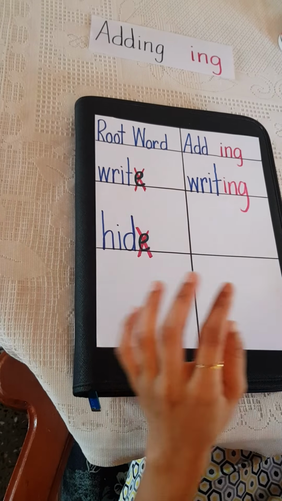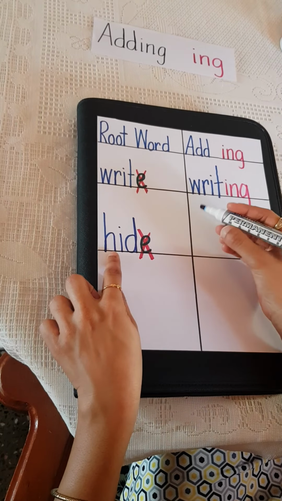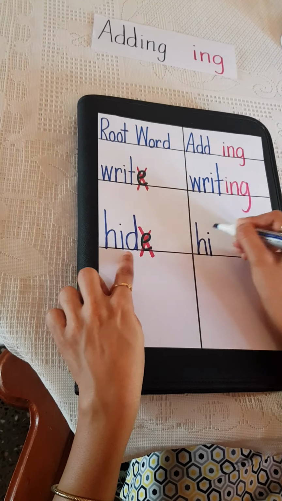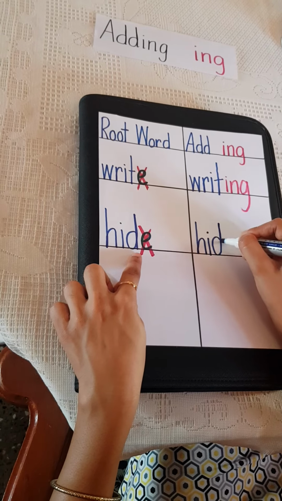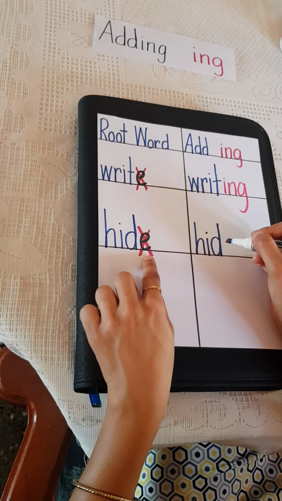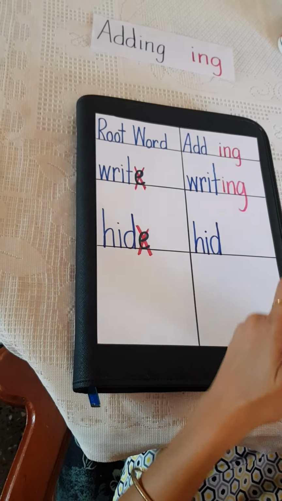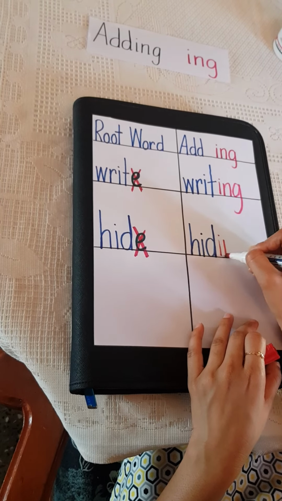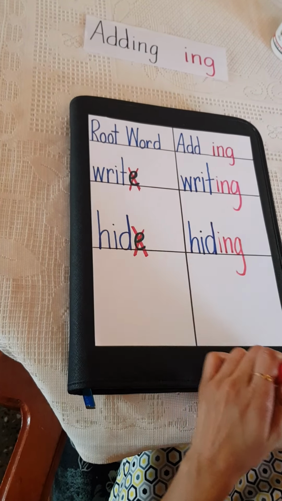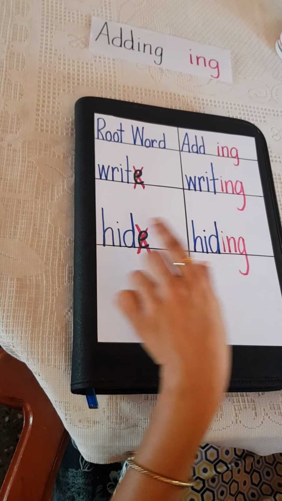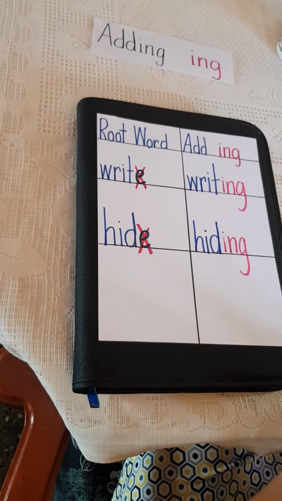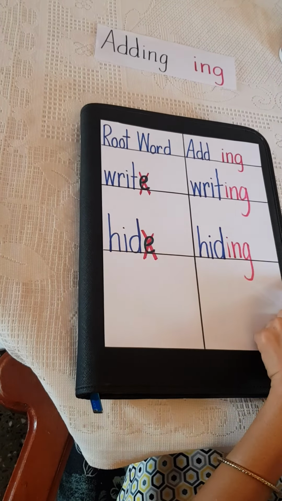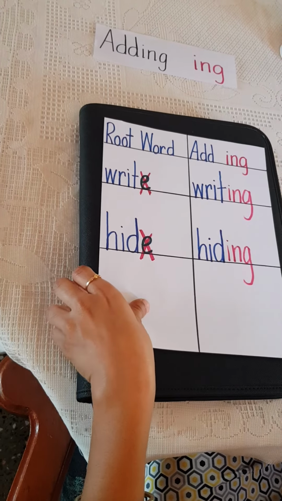We dropped the E. So let's see. We're going to write the H. We will write the I. We are going to write the D. Am I going to write the E? No, because it is crossed off. So here I can add the letters I N G. What's my new word? Hiding. Hide, hiding. Let's read our two words. Write, writing. Hide, hiding. Okay, boys and girls.